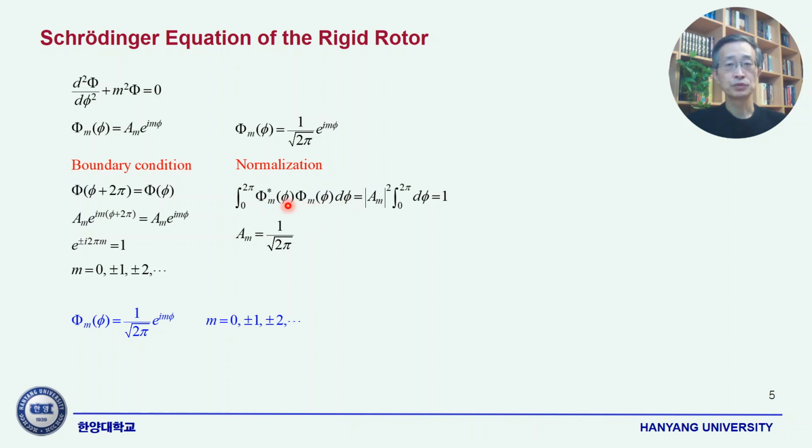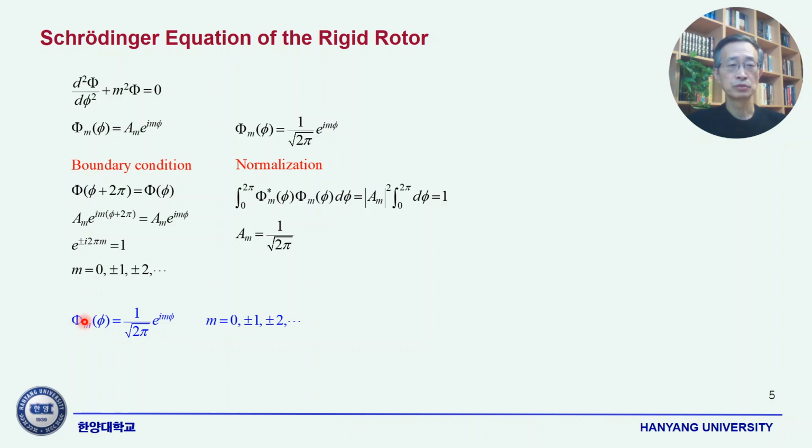And then what you have here is that the complex conjugate is e^{-im phi} and the regular one is e^{im phi}, then what you have is a_m squared, and then that's just 1 here, and that's 2 pi for this integral. And so 2 pi times a_m squared is 1, so a_m squared is 1 over 2 pi, so a_m is 1 over square root of 2 pi. So you have determined the normalization constant, and this is your function.